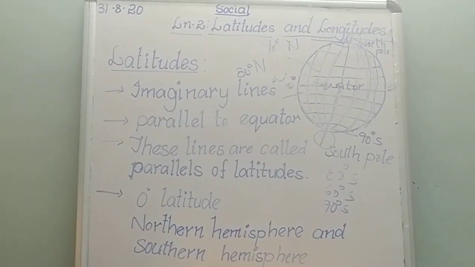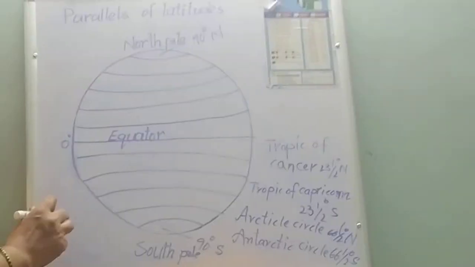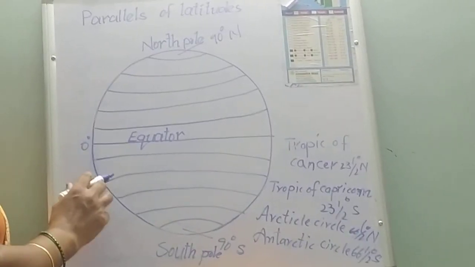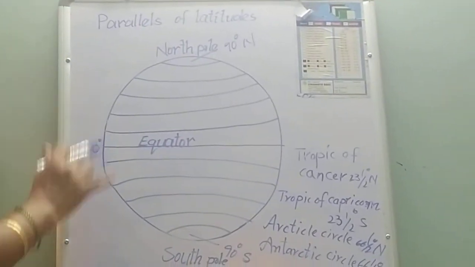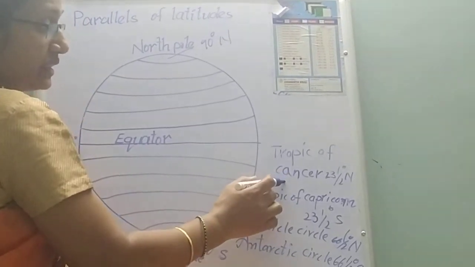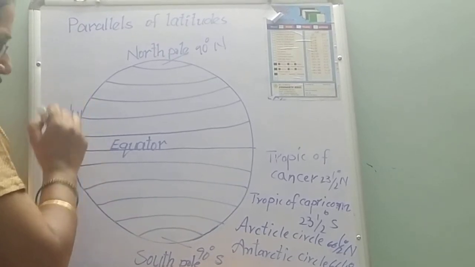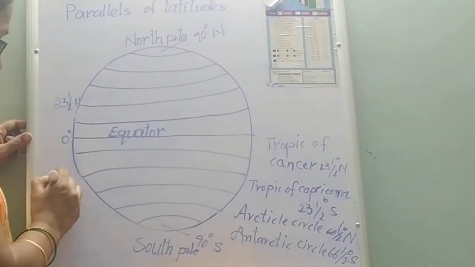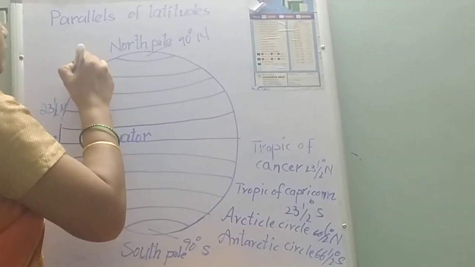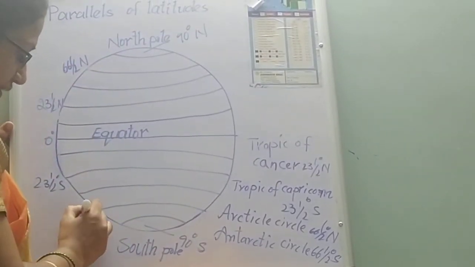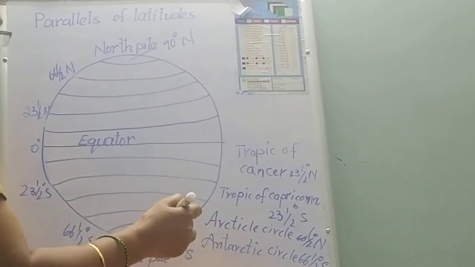Okay. So here we have some special latitudes. What are those special latitudes? Tropic of Cancer, 23.5 degrees north. Tropic of Capricorn, 23.5 degrees south. Arctic Circle, 66.5 degrees north. Antarctic Circle, 66.5 degrees south. So these are the special latitudes we have.